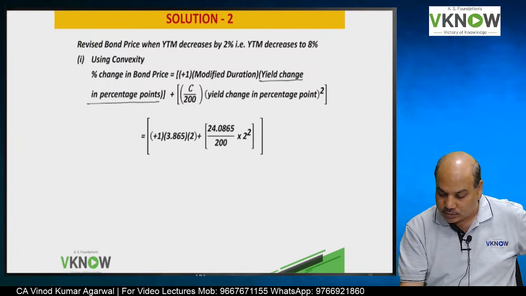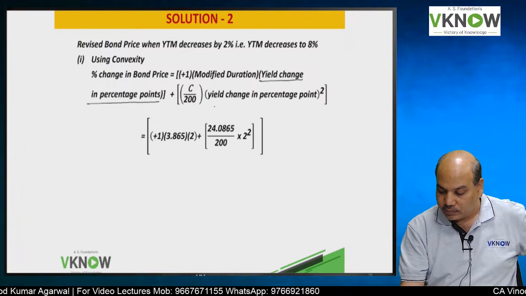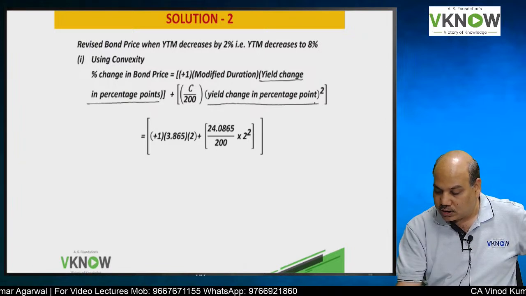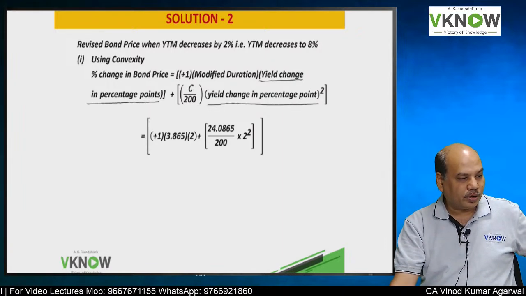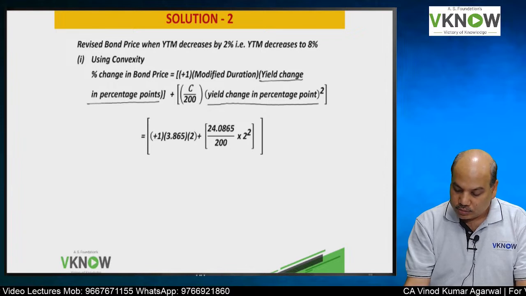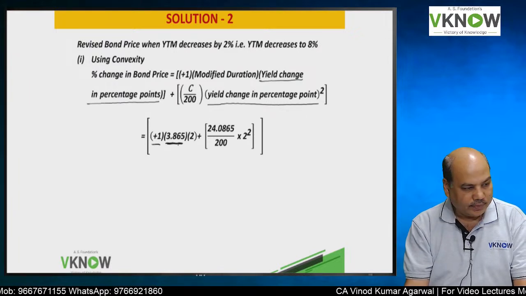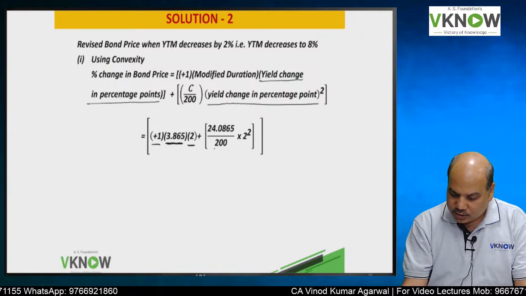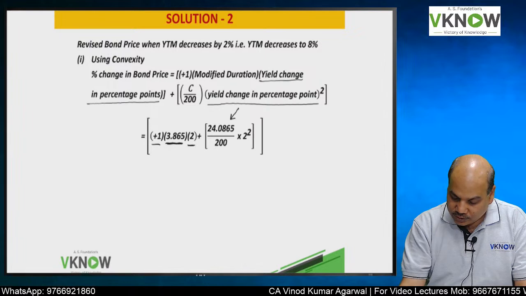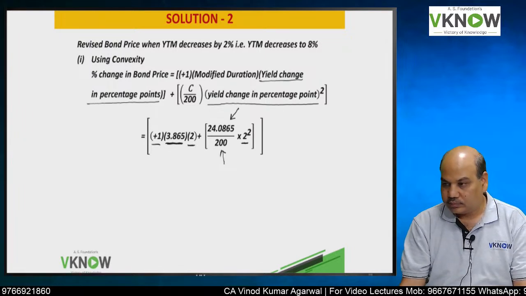plus C by 200, C stands for convexity, by 200 into yield change in percentage point square. Now write down the figures. +1 into modified duration 3.865 into 2, that is change in yield, plus convexity divided by 200 into 2 square.